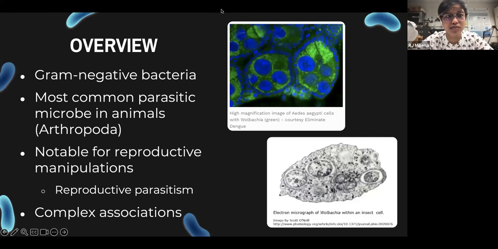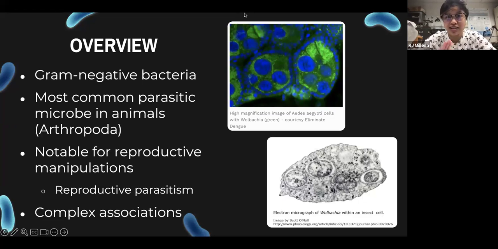And it is the most common parasitic microbe in animals because arthropods, insects and arachnids and other small groups of invertebrates, are the most numerous animals on this planet. So therefore, this is the most common parasitic microbe in animals in general. It's notable for its reproductive manipulations. That's what makes it so well known and fascinating. It's the most common reproductive parasite in all animals because it will affect the reproductive systems of its hosts in really interesting ways.